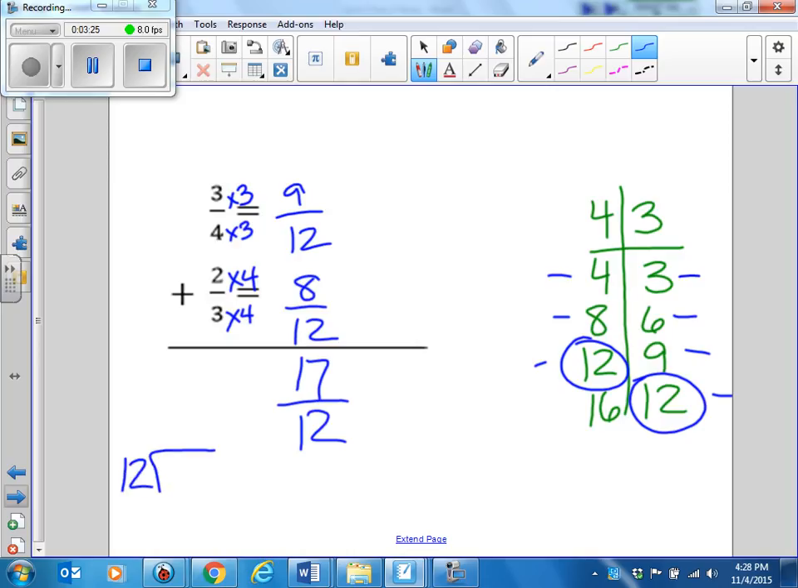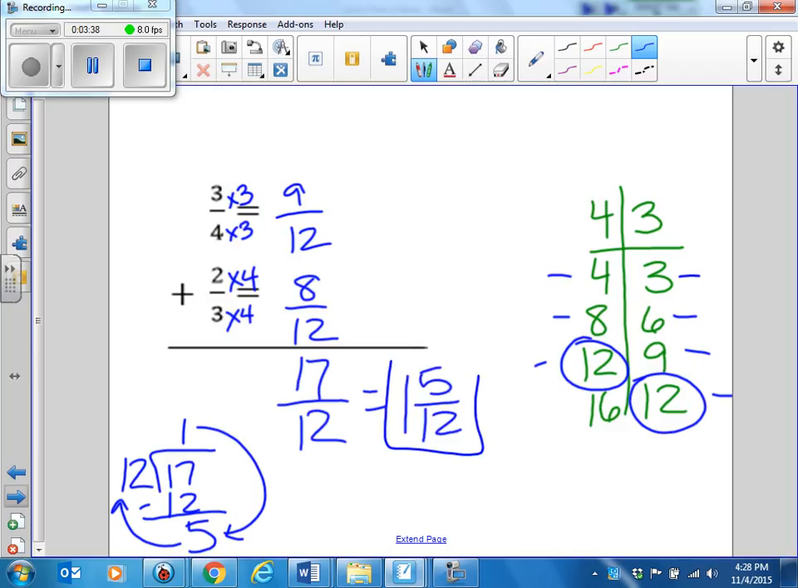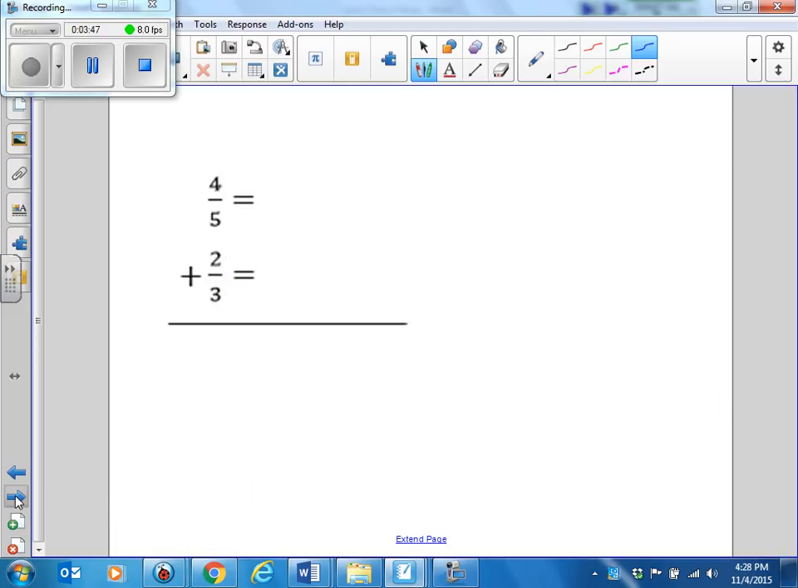So 12 goes into 17 one time. 1 times 12 is 12. Subtract, I get 5. All right, so my answer is 1 and 5/12. Okay? Again, if you need to, go ahead and pause the video here. All right, now let's look at the next one.